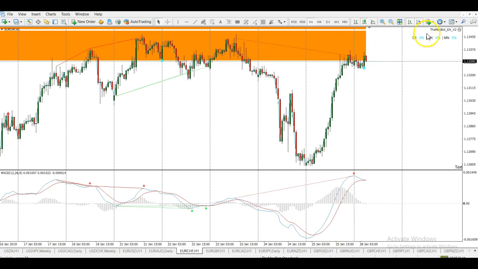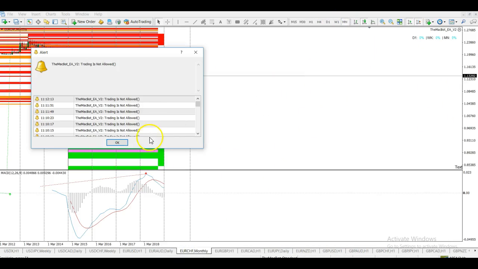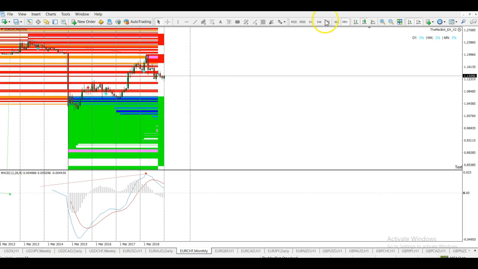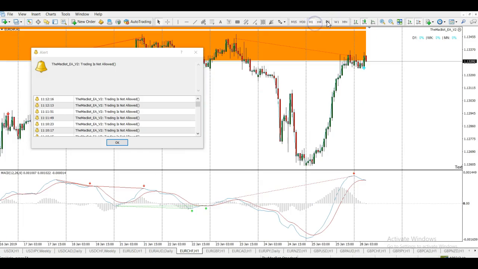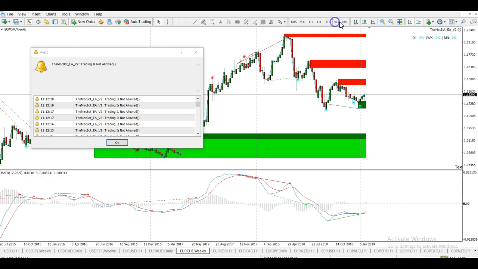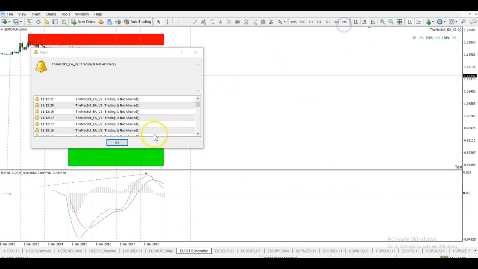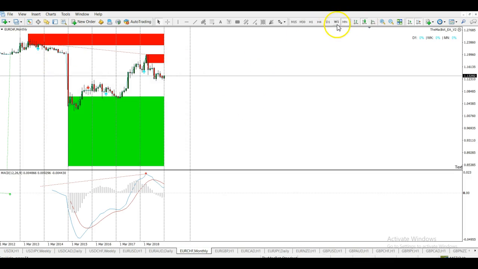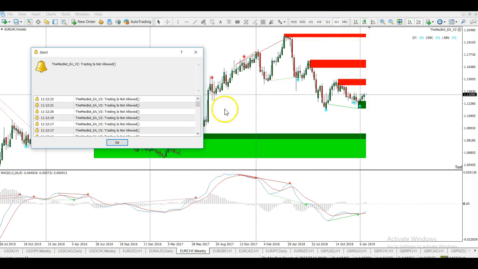So Euro Swiss franc. So the monthly, no. Weekly, no. So two no's there.